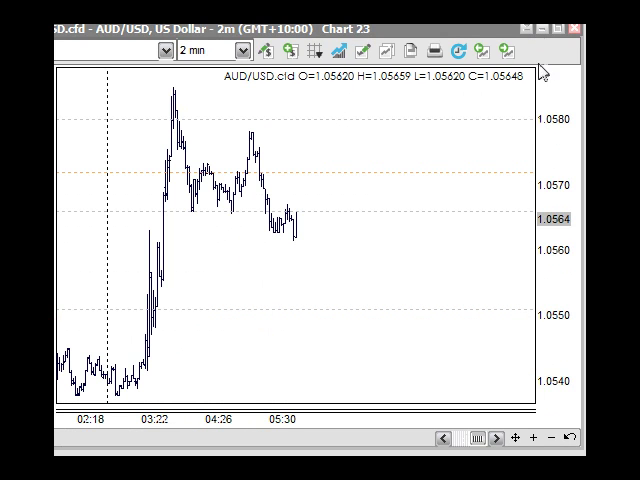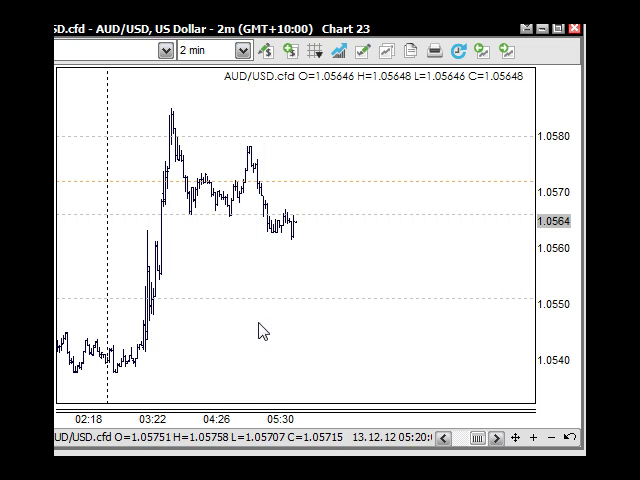I don't know if I've got that on a smaller one. Okay, so here we go. So it's just a 2-minute chart here. So this is all really good. It's really good that it's shot up there, and this can be counted as an ABC correction through here because it is in 3 waves here.